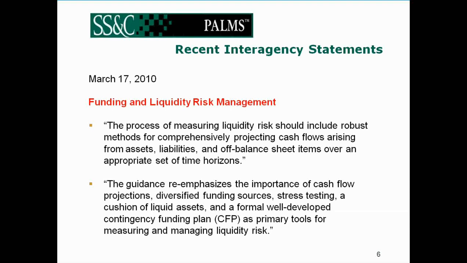It stated, the process of measuring liquidity risk should include robust methods for comprehensively projecting cash flows arising from assets, liabilities, and off-balance sheet items over an appropriate set of time horizons. Further, it says that the guidance reemphasizes the importance of cash flow projections, diversified funding sources, stress testing, a cushion of liquid assets, and a formal, well-developed contingency funding plan, also known as CFP, as primary tools for measuring and managing liquidity risk.